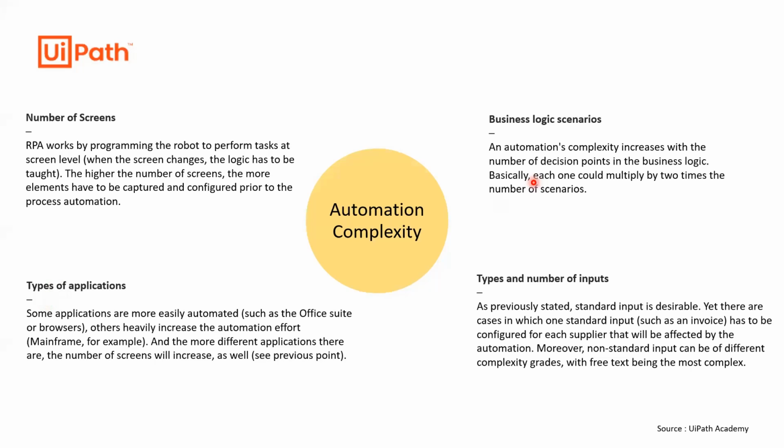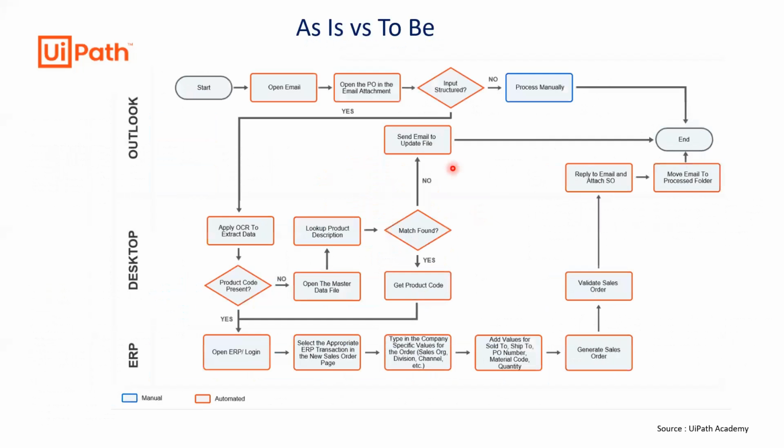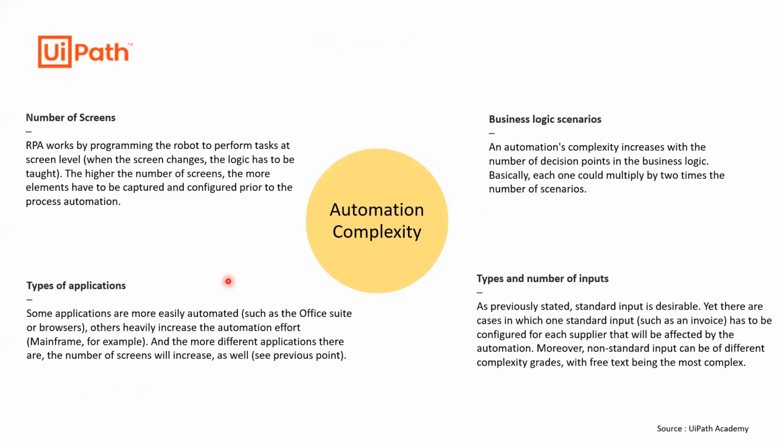Next is the business logic scenario. How many business logic or decision points do you have? In this example, you have only 1, 2, 3 decision points. But if I give you a solution with more than 20 or 30 decision points, it becomes a complex one, because you have to code the same logic again. Business logic scenario means how many scenarios your automation is going to cater to. The more the business scenarios, the more decision points, the more complex it becomes.